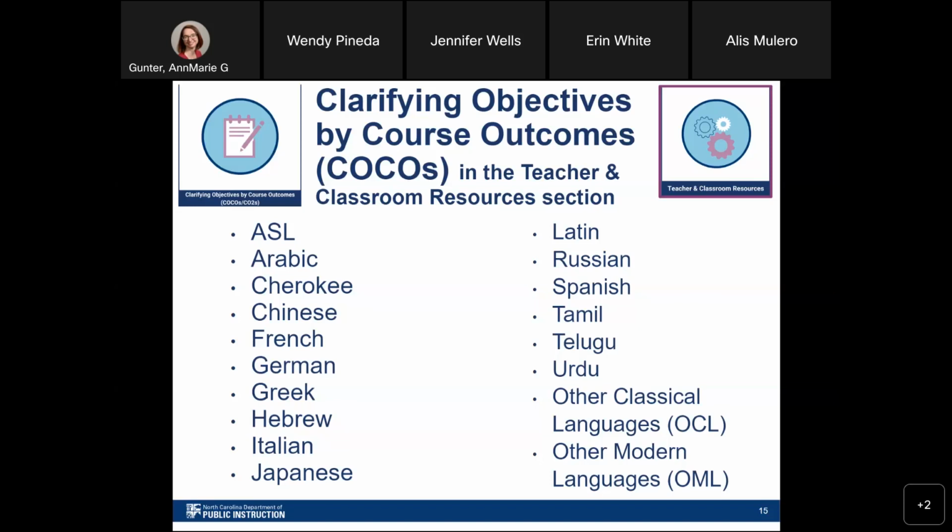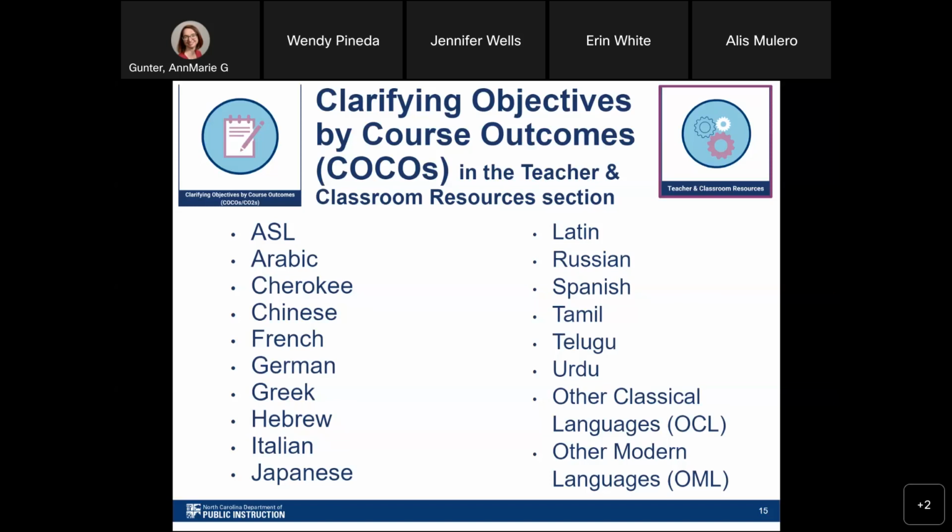Also, if you decide to offer a modern language, one that's spoken in someone's first language somewhere in the world, other than the ones listed here, we want you to have those materials too. That's under other modern languages. So for example, right now we don't have specific COCOs for, let's say, Korean, but if you were teaching Korean, you could use the other modern languages COCOs and most importantly, the course codes and things like that for them.